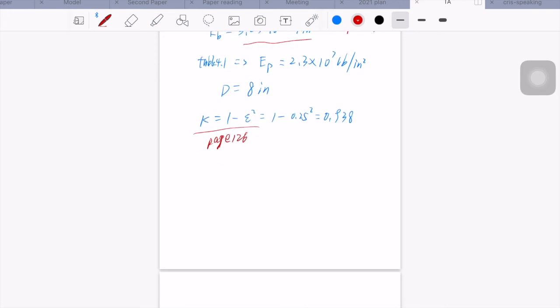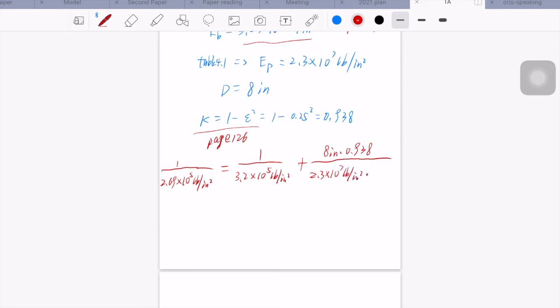And now we can determine the thickness E. So 1 over 2.69 times 10 to the power of 5 pounds per square inch equals 1 over 3.2 times 10 to the power of 5 pounds per square inch plus 8 inch times 0.938 divided by 2.3 times 10 to the power of 7 pounds per square inch times E. So now E equals 0.626 inch. So we have done this problem.